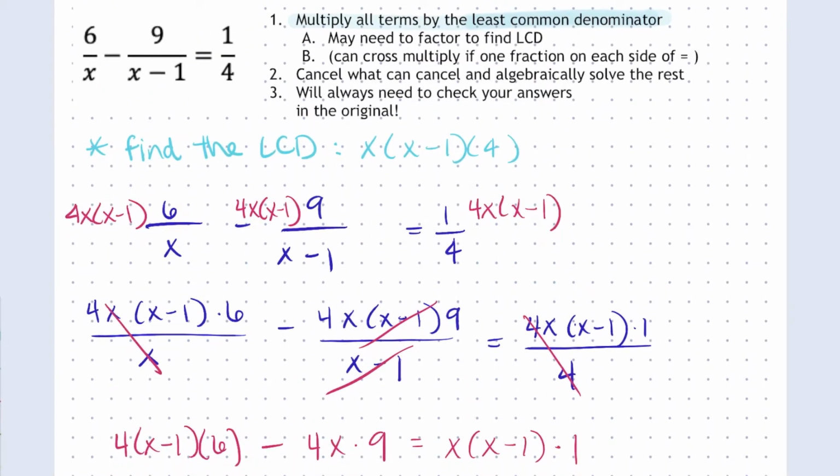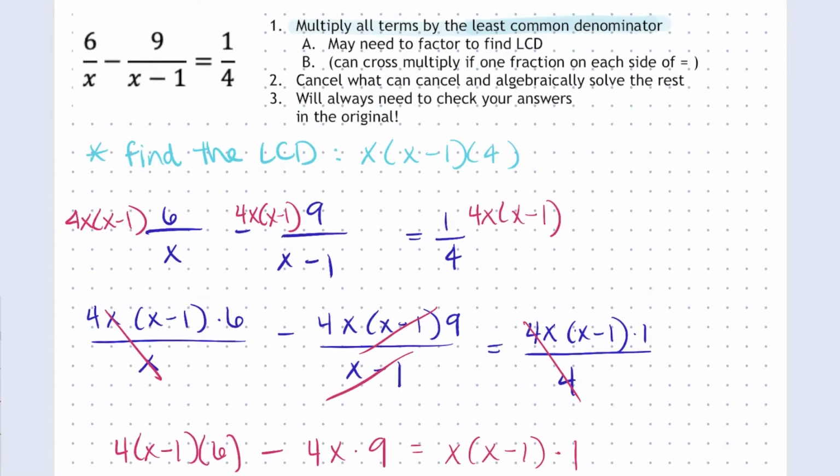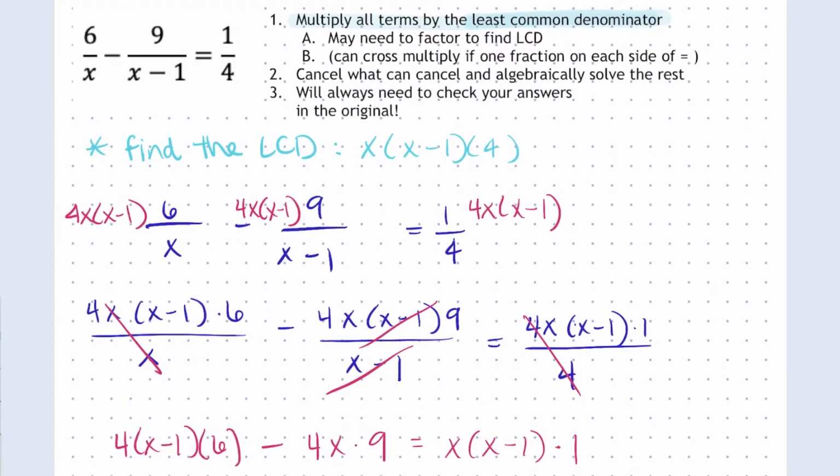Okay, so far we multiplied all terms by the least common denominator. We canceled what could cancel, right? Lots of stuff canceled. You don't want to multiply out until you cancel, because then you can algebraically solve the rest. You should always be left with either a linear or quadratic equation to be able to solve. And then last but not least, we need to check our answers in the original.